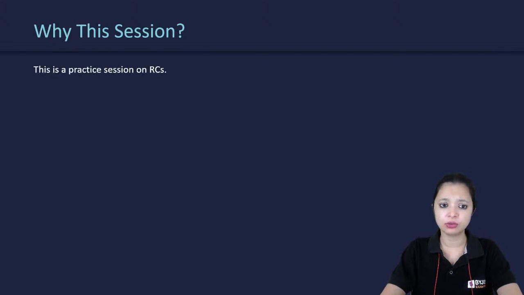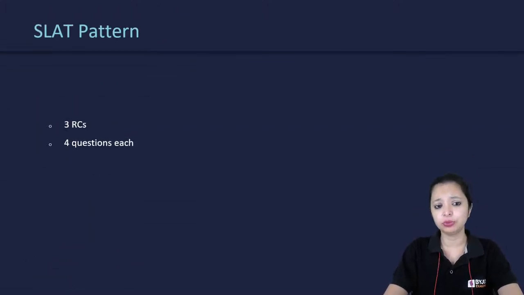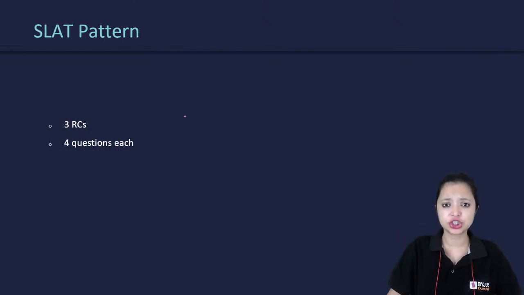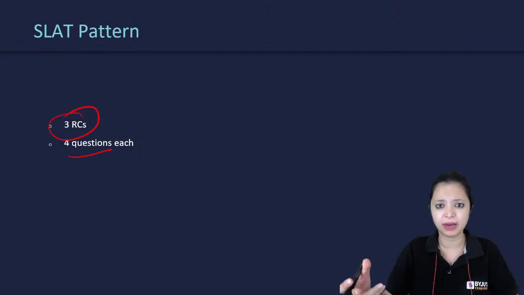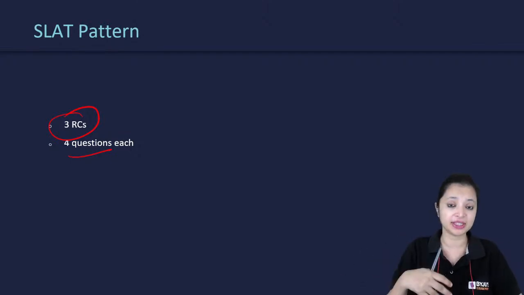Why the session? One, because SLAT is dominated with RCs and we're going to be practicing RCs in this session today. Now, let's talk about the English section of the SLAT paper. We know that we have 3 RCs usually coming up, 4 questions from each RC that you find in the SLAT paper. Very close to the SLAT pattern that we see. Obviously, the number of passages are less in SLAT. So that's what we're going to be targeting.